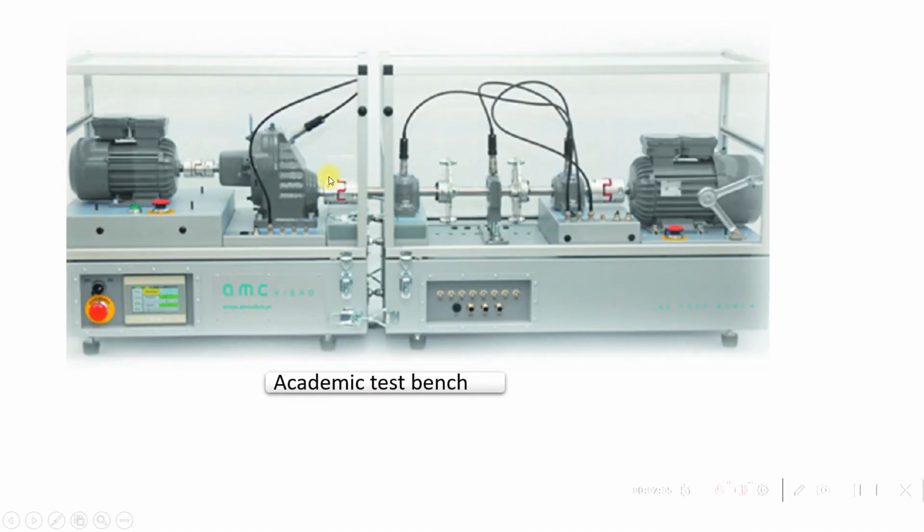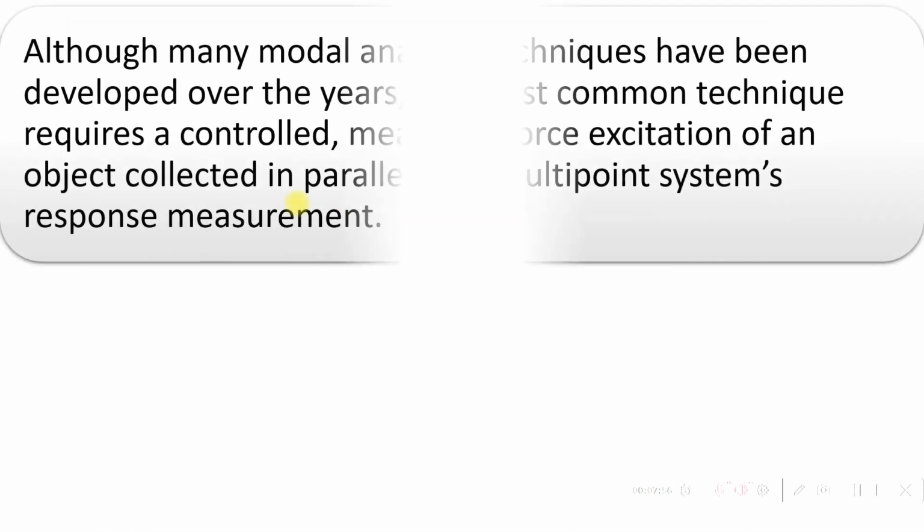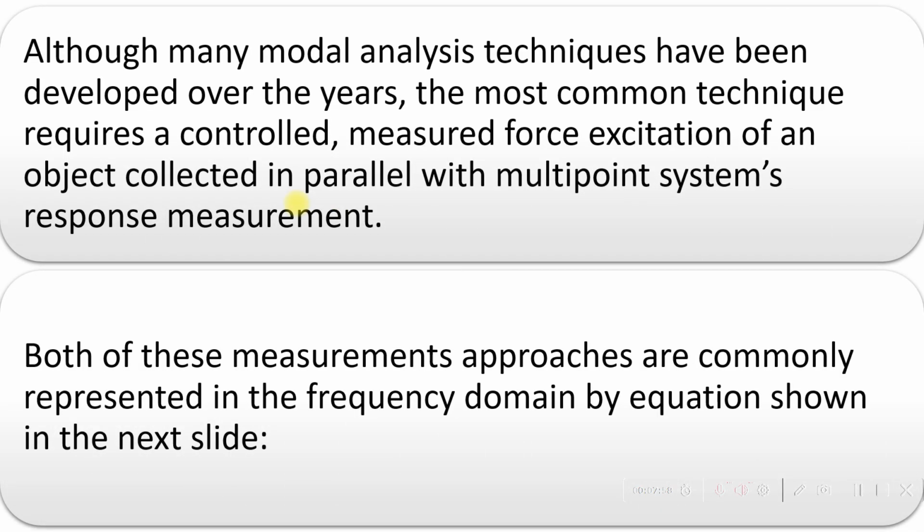That means, if you see here, we are collecting data with multiple points. We have connected one accelerometer here, another accelerometer here, like that. So from the different accelerometers we are collecting the data. This is called the multi-point system response. Both of these measurement approaches are commonly represented in the frequency domain by the equation shown in the next slide.